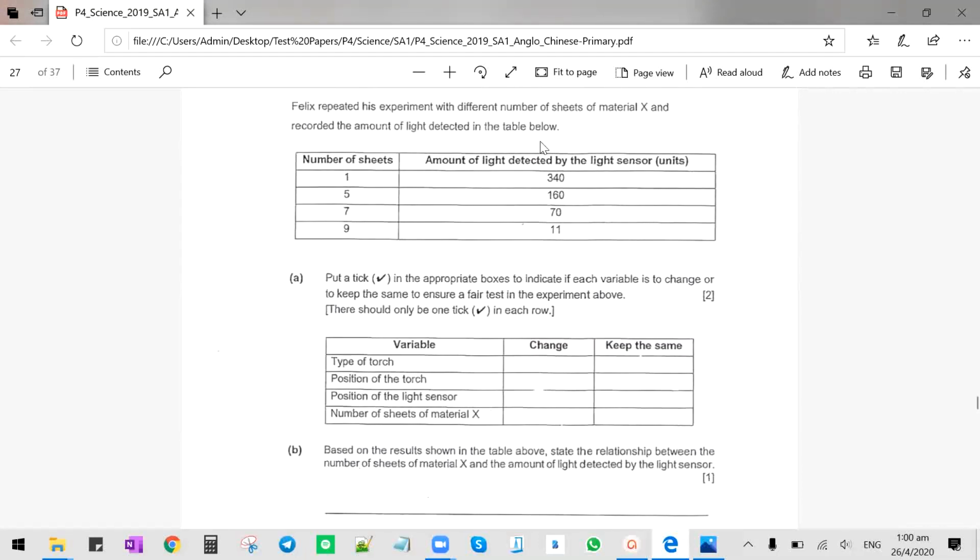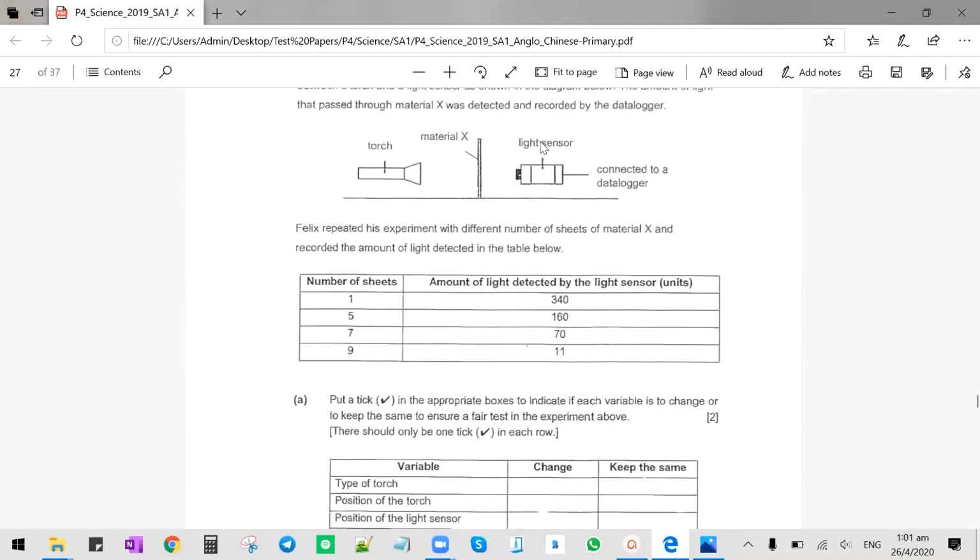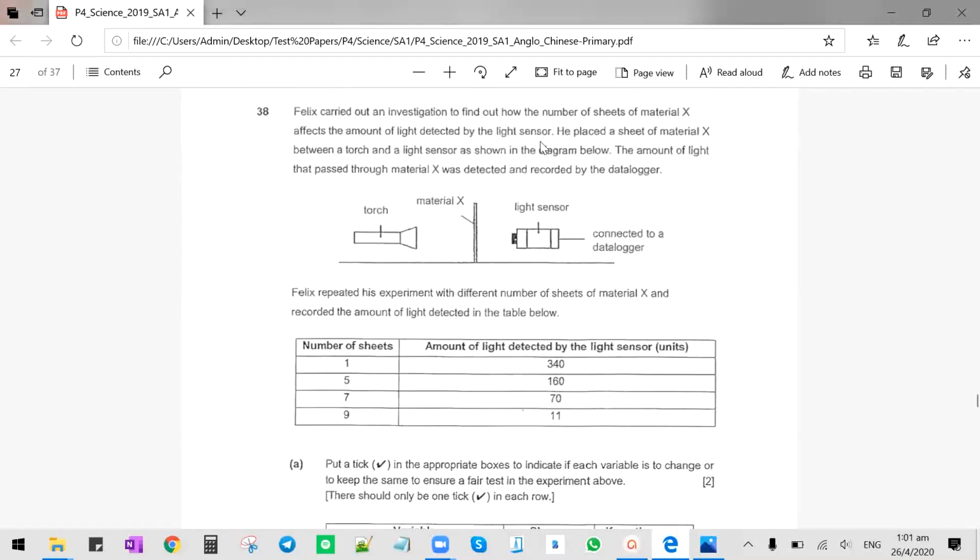Put a tick in the appropriate boxes to indicate if each variable is to change or to keep the same to ensure a fair test in the experiment above. What is his investigation about again? His investigation is to find out how the number of sheets affects the amount of light. So you must keep every single thing the same except for the number of sheets. Okay?